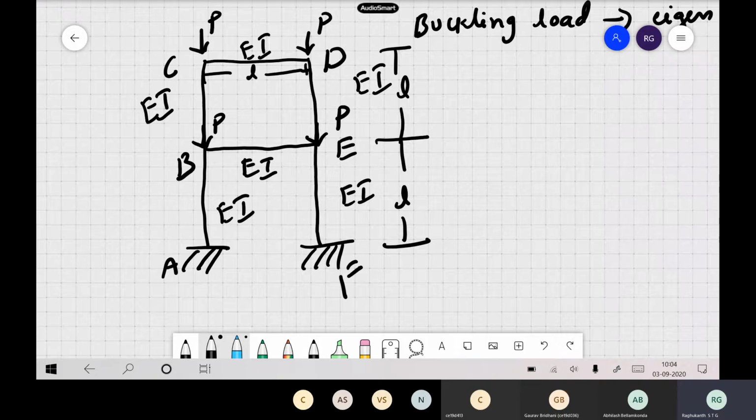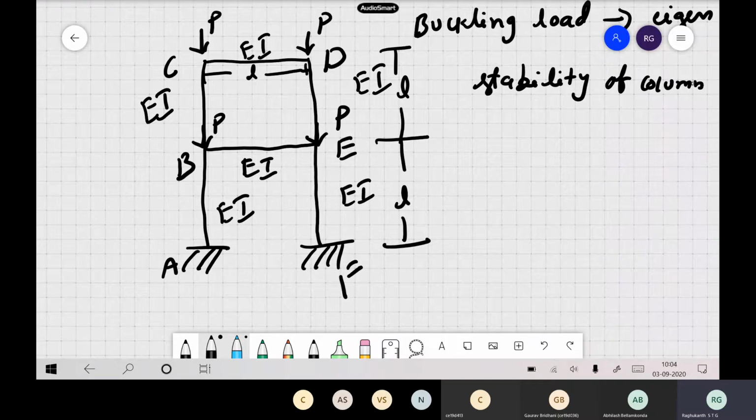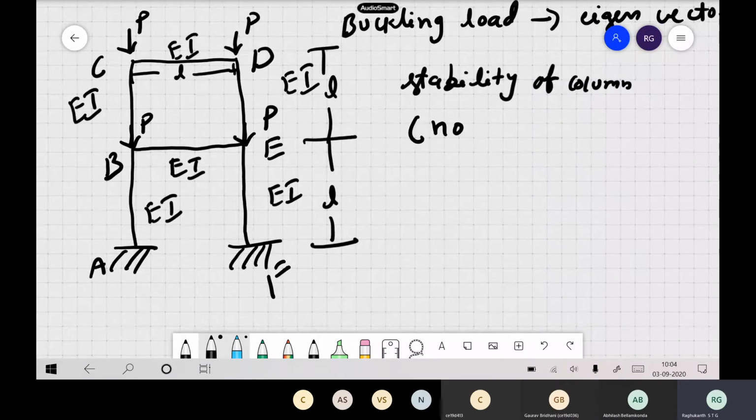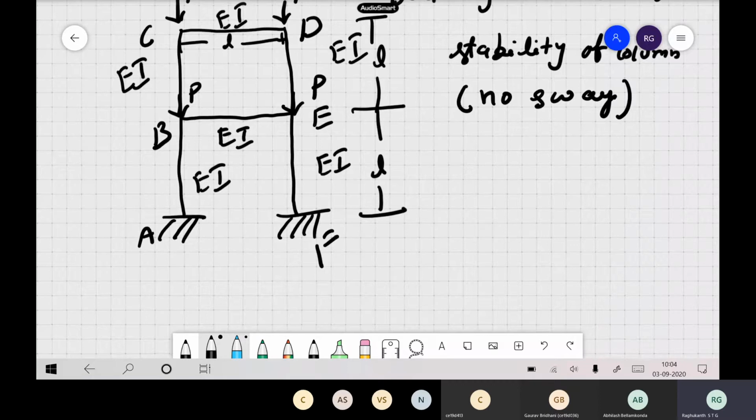Now I want to find the stability of our columns. How good are our columns? Which column will buckle? For example, AB or BC column may buckle. How are things going to behave? How do we start the problem? What are the steps? Assume for the time being that there is no sway. Of course, you can consider sway also, but for simplicity there is no sway. How do you start the problem? What are the basic steps? First thing, what do you have to do?